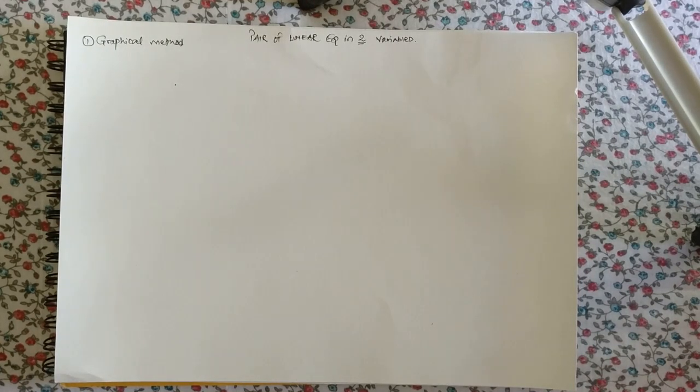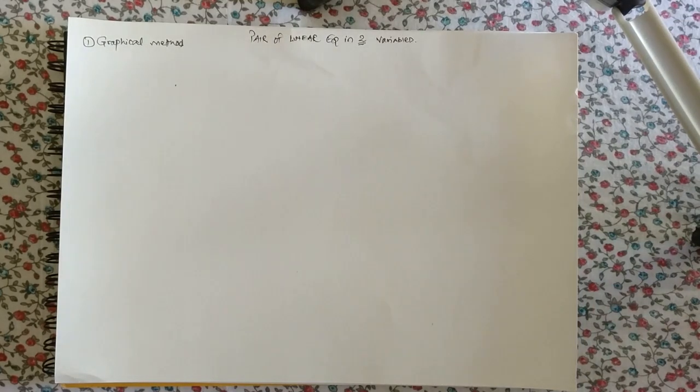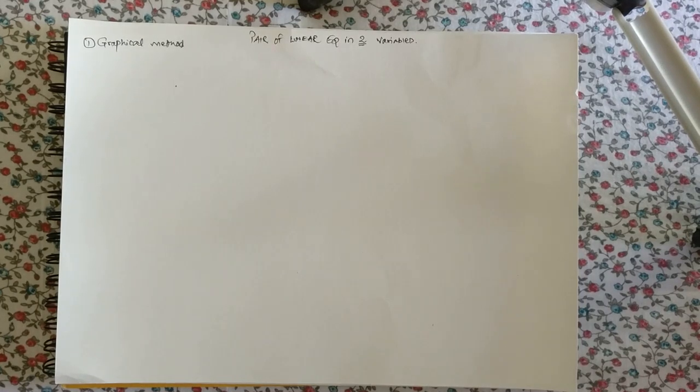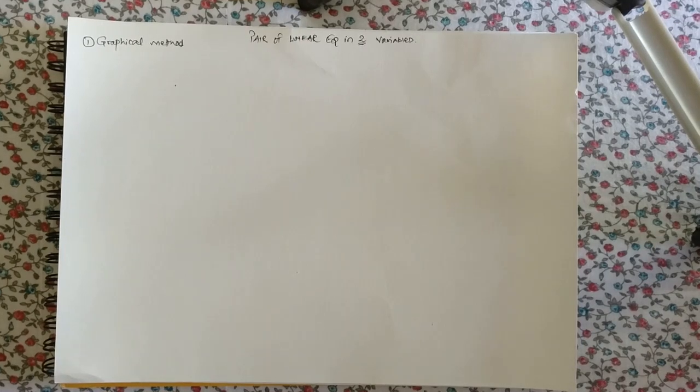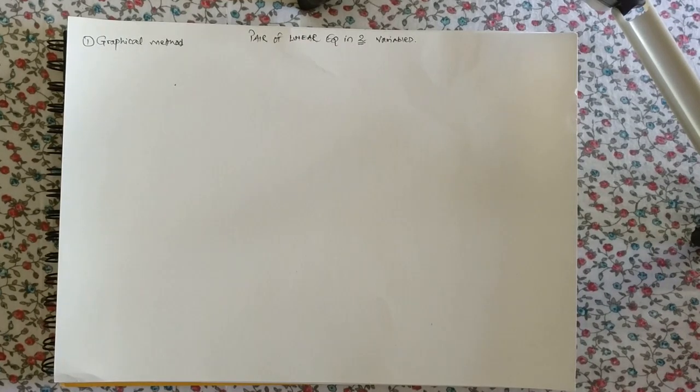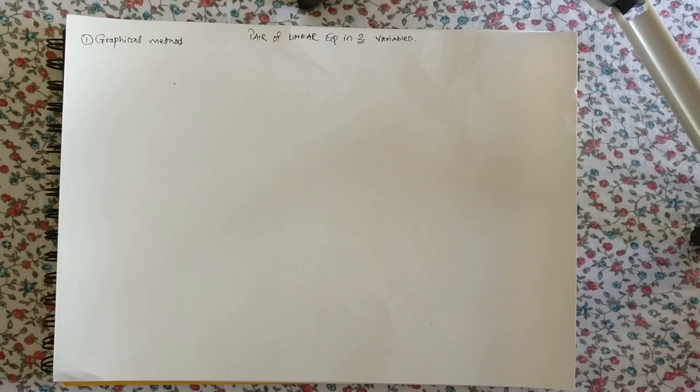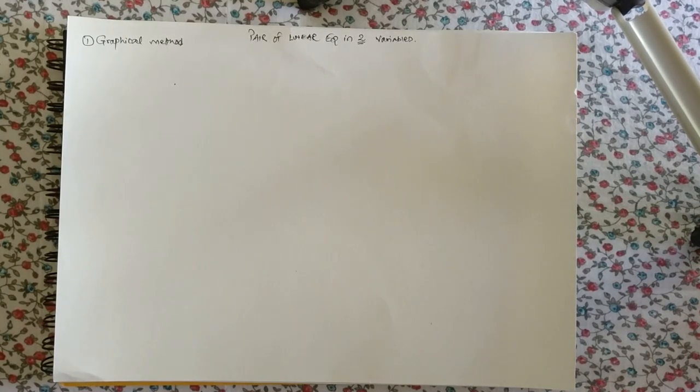Now when we have a pair of linear equations in two variables, that is two linear equations in two variables, we plotted both of them on a graph paper, and the point where they intersected, the x and y coordinates of that point, gave us the solution of the linear equations. That was the graphical method which we did in the last video, right?